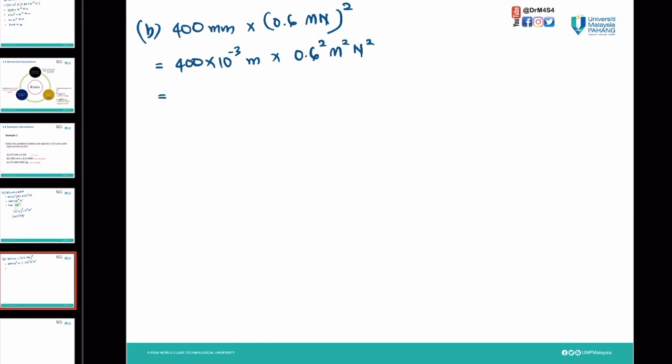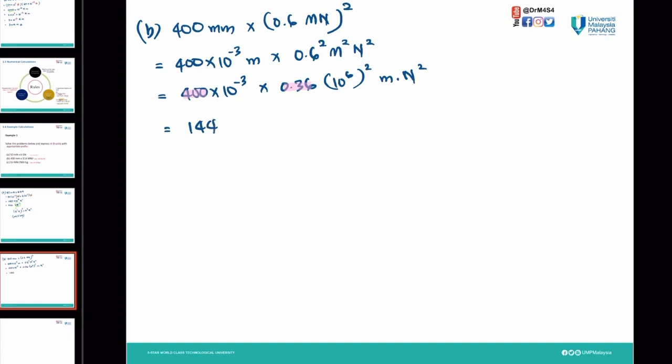Next, 400 times 10 power of negative 3. We're going to move the unit to the back. Times 0.6 power of 2 is 0.36. Mega is 10 power of 6 power of 2, and the unit milli, don't forget milli times Newton square. Then 400 times 0.36, we have 144.